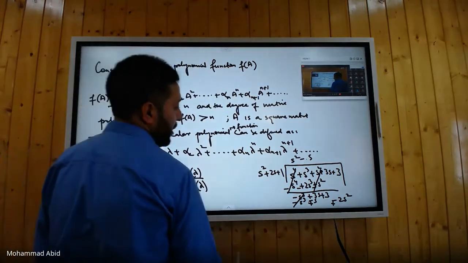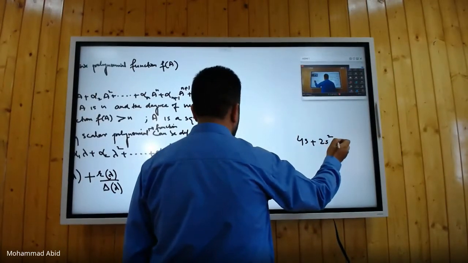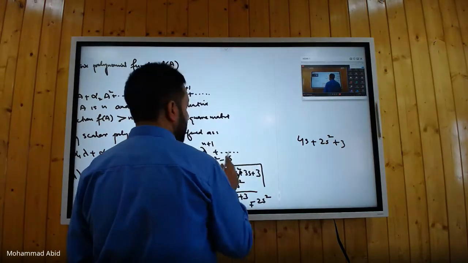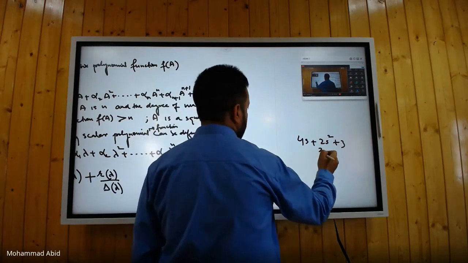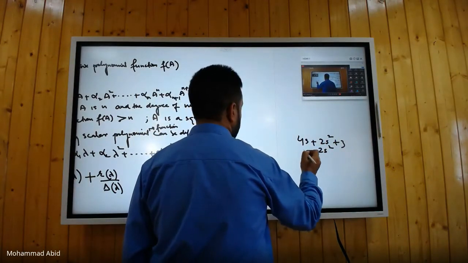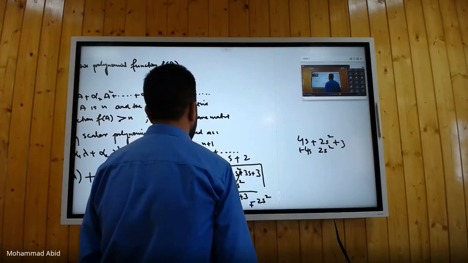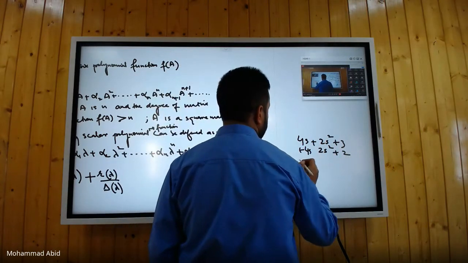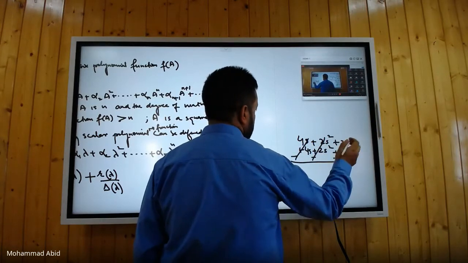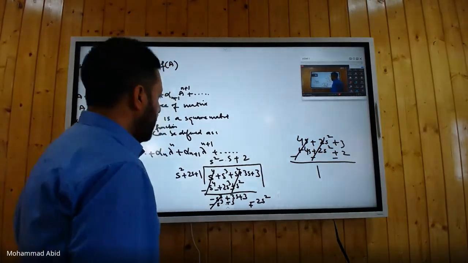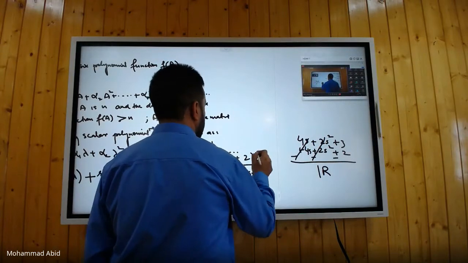So I get something like 4s plus 2s square plus 3. Now I multiply it once again by 2. So I get 2s square, then plus 4s, then plus 2. Have I done it correctly? This is minus, this and this goes, this and this goes. So I get 1 here. So this is the remainder polynomial, and this is the quotient polynomial.